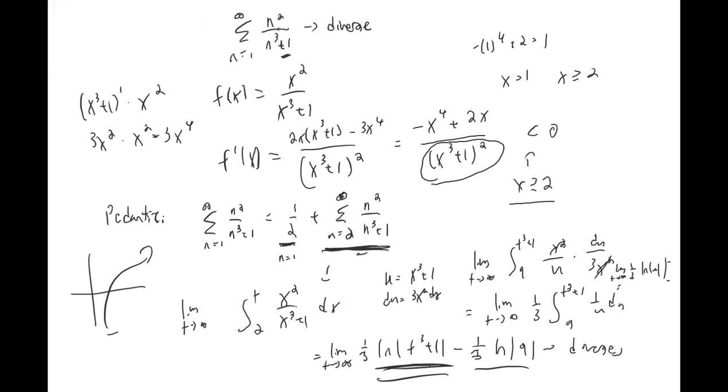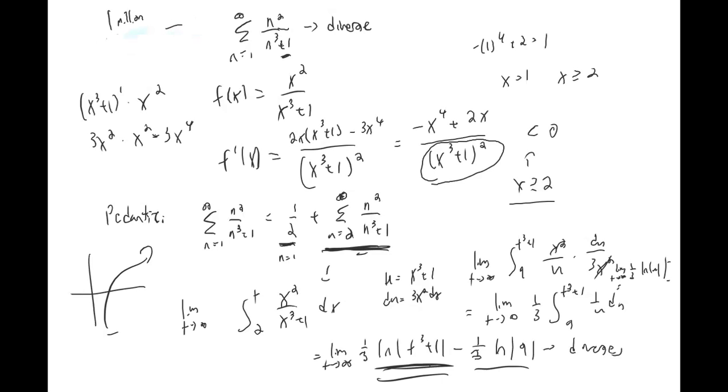For example, 1 million over 1 billion plus one is kind of the same as 1 million over 1 billion. Do you all sort of agree with that?